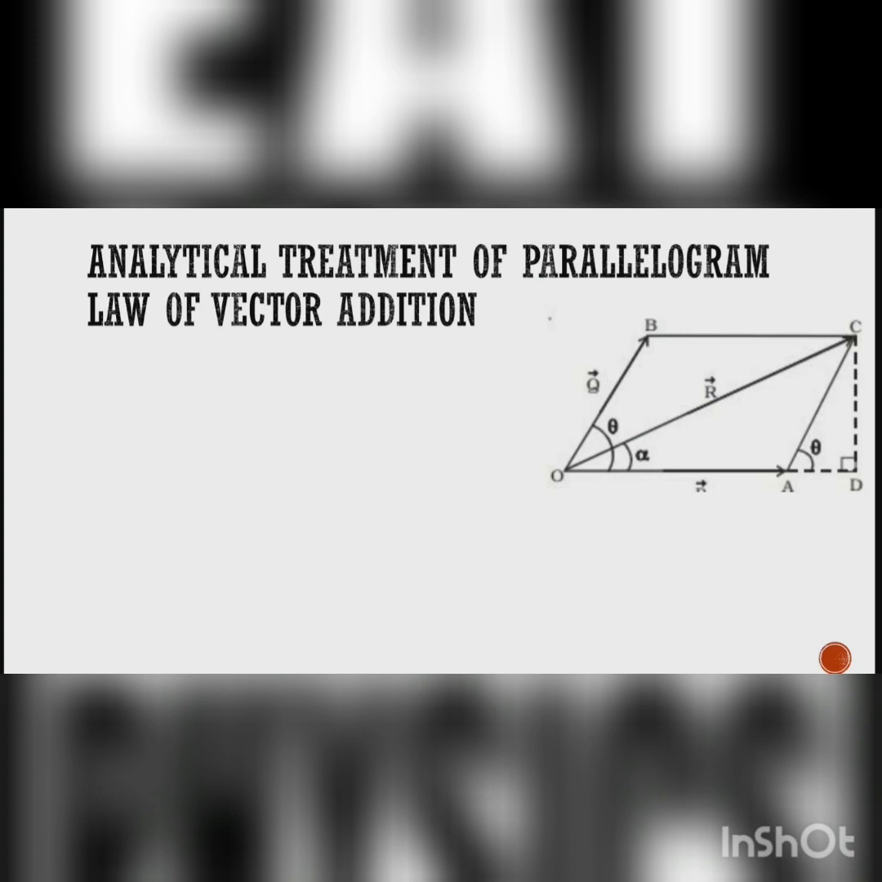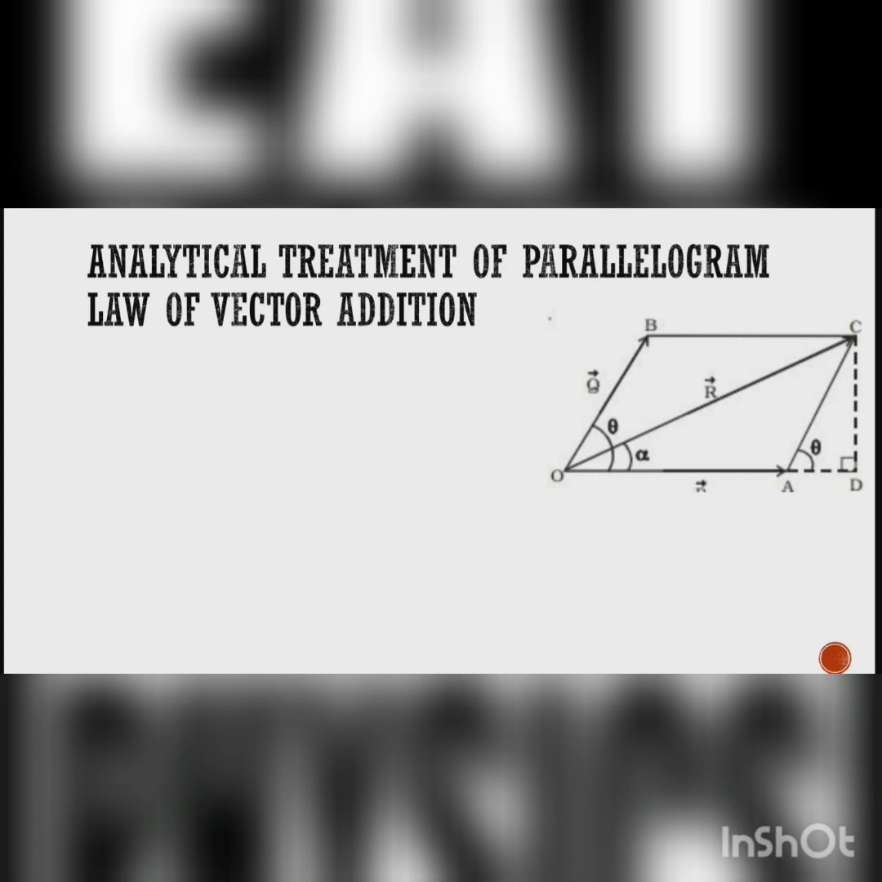So here vector OA, that is vector P, and OB, that is vector Q, are being added vectorially. So what do we get? We are getting the resultant as the diagonal of this parallelogram, that is vector R, which is OC.